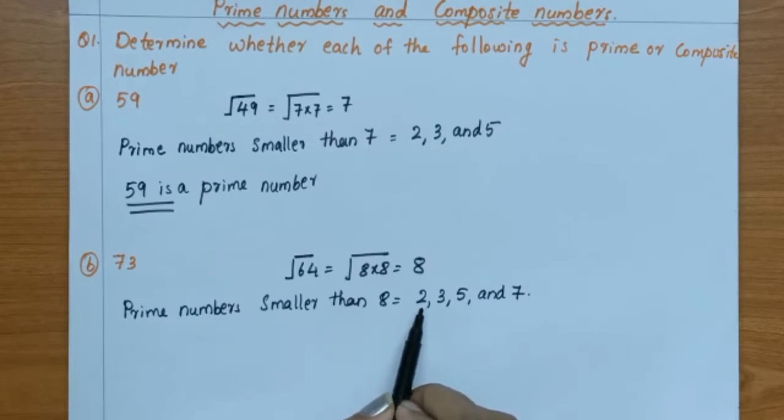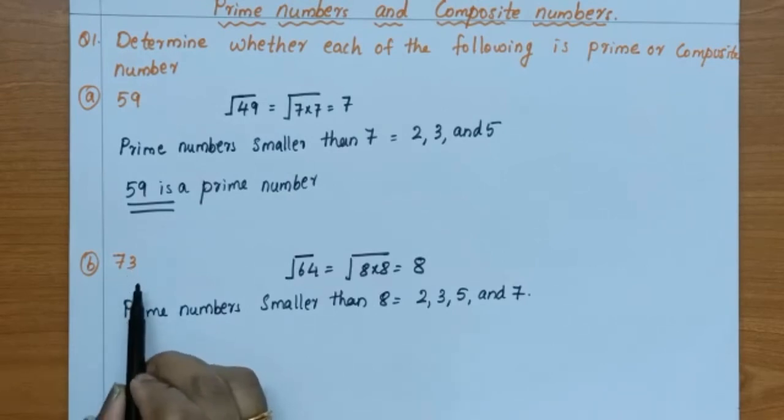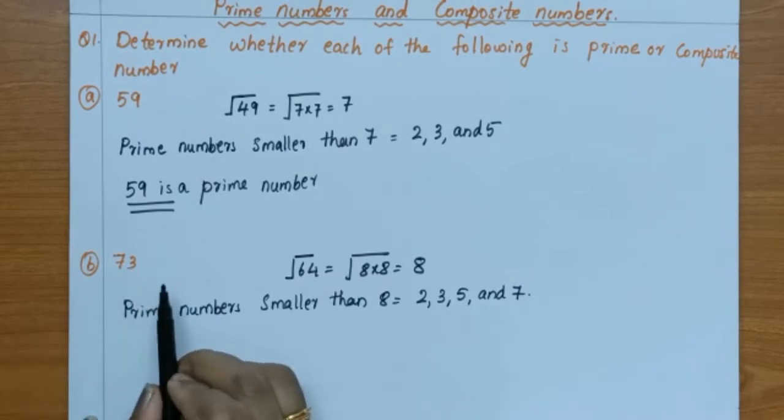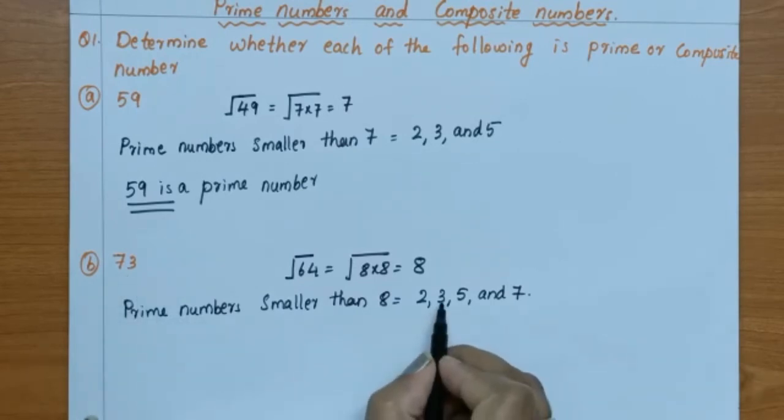So check the last digit, it is 3. So that means it is not divisible by 2. For divisibility by 2, the end number should be 0, 2, 4, 6 or 8. So 73 is not divisible by 2. Then we can check divisibility of 3.